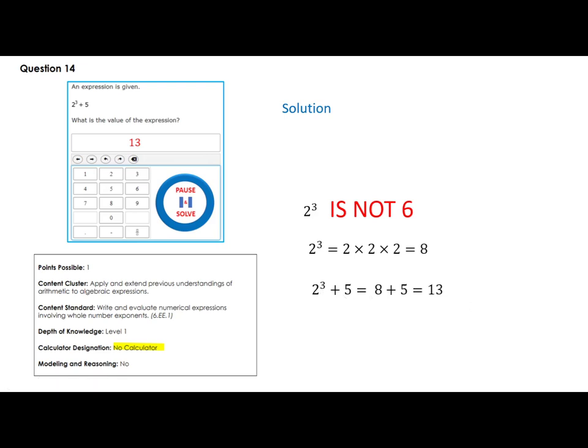Many students will say this is 6. And they add 5 to it, and they get 11. And that's the wrong answer. 3 to the power 2 is not 6. It's 3 times 3, which is 9. Okay? Be careful about that.